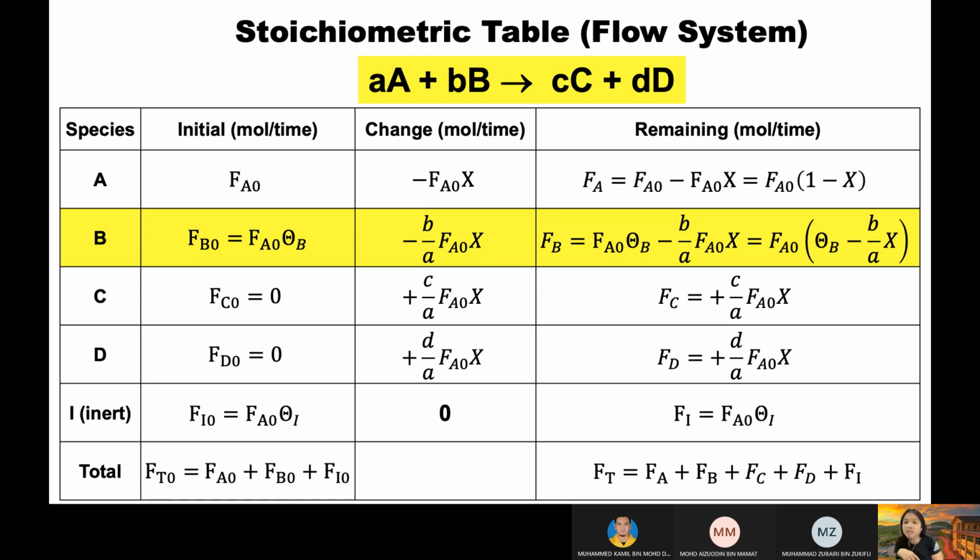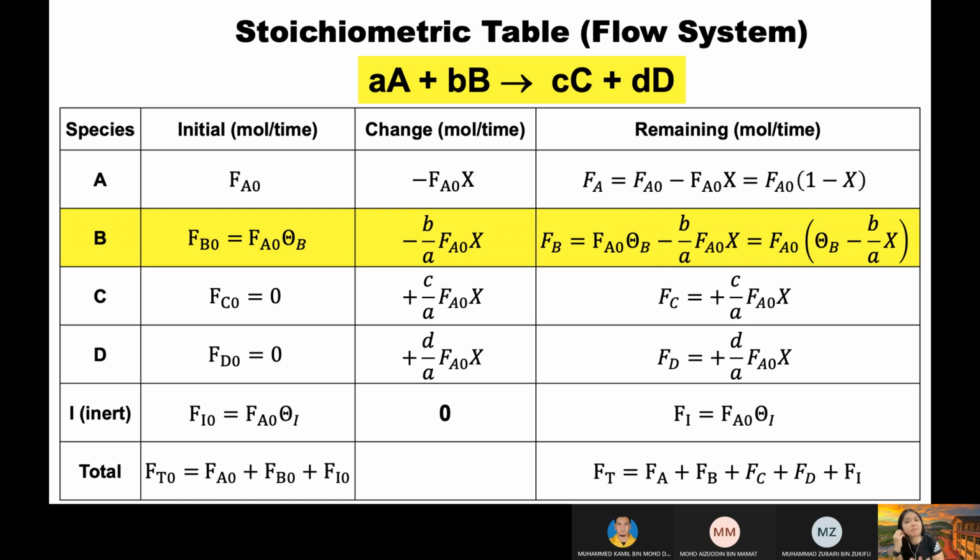So we call it the limiting reactant. The limiting reactant is what we will make A, and we will monitor it, we will record or measure its concentration, its molar flow rate, and so on. Okay, so that's how we choose which is A and which is B.